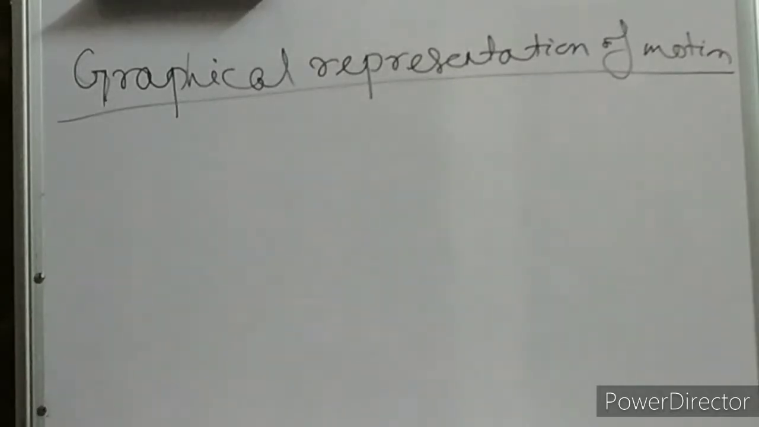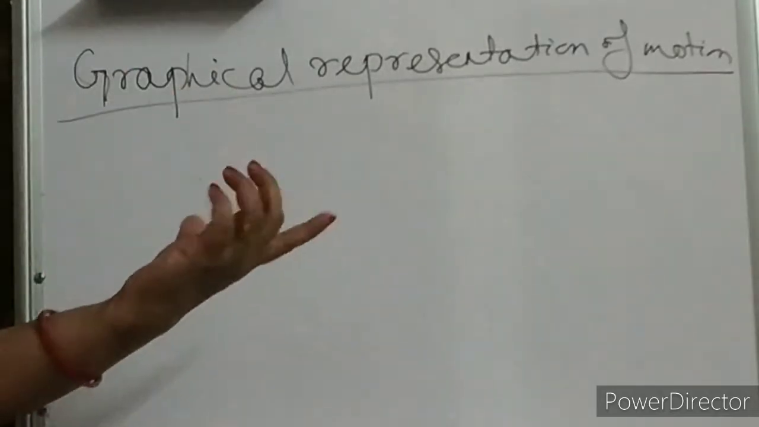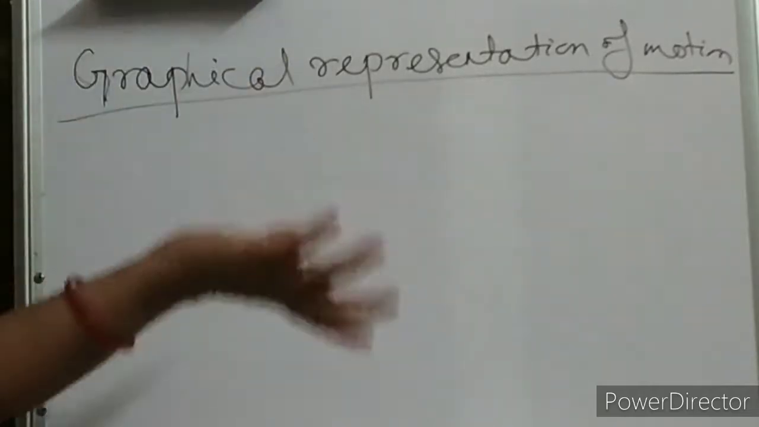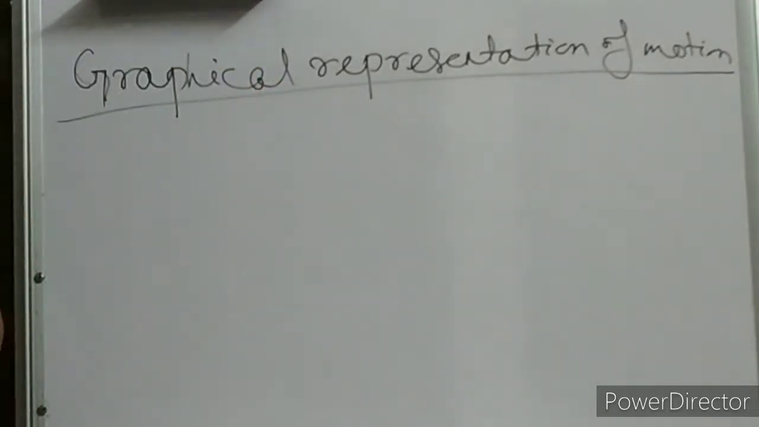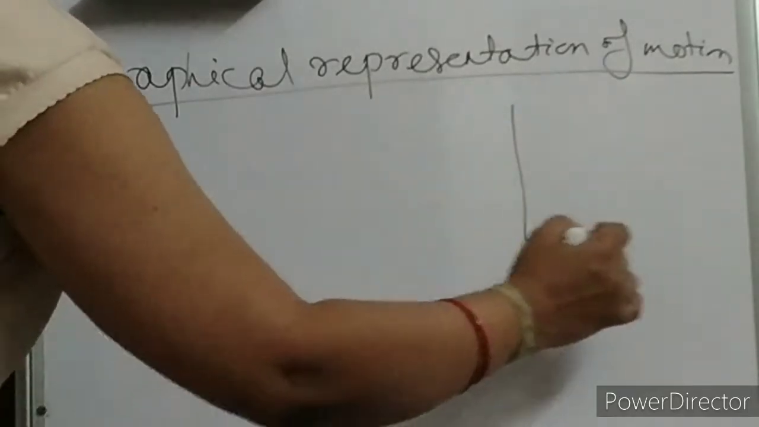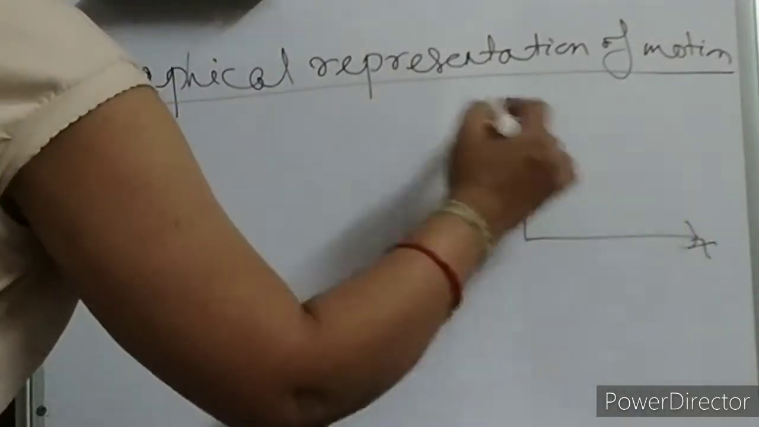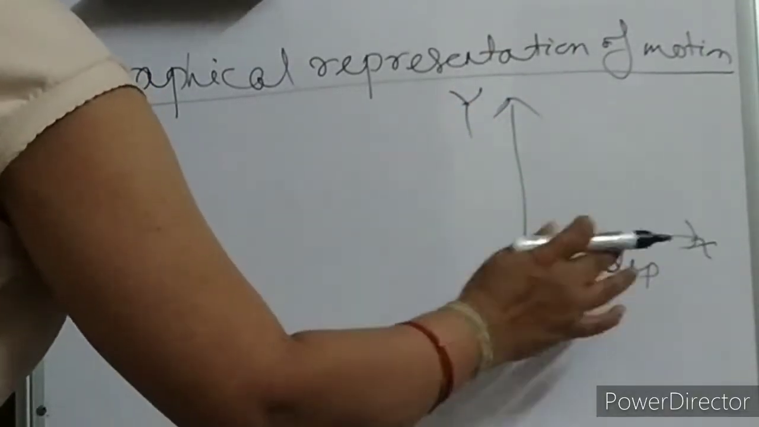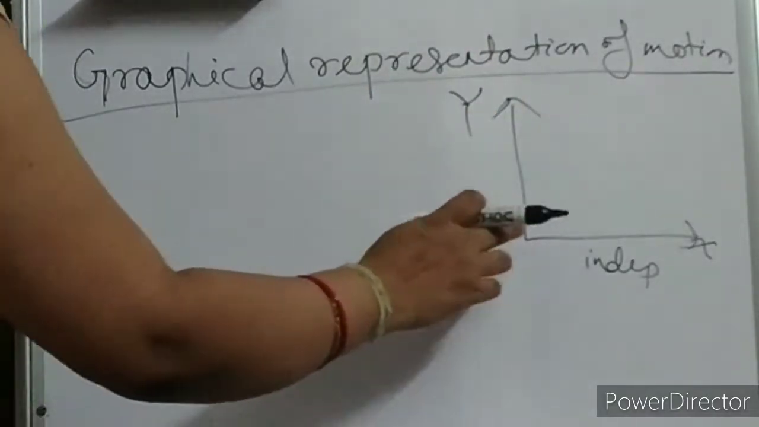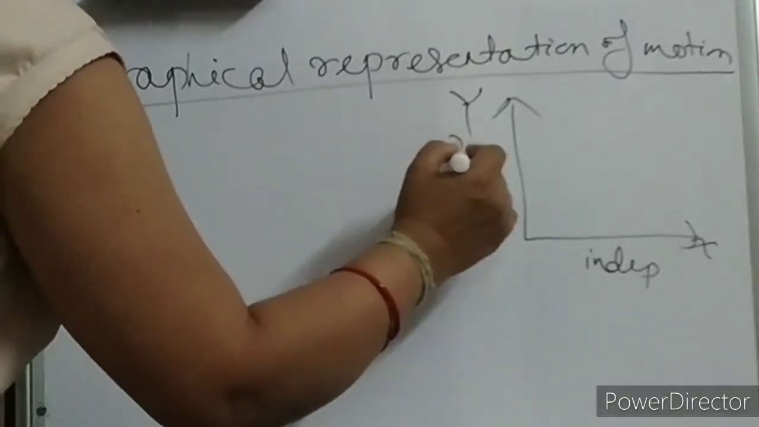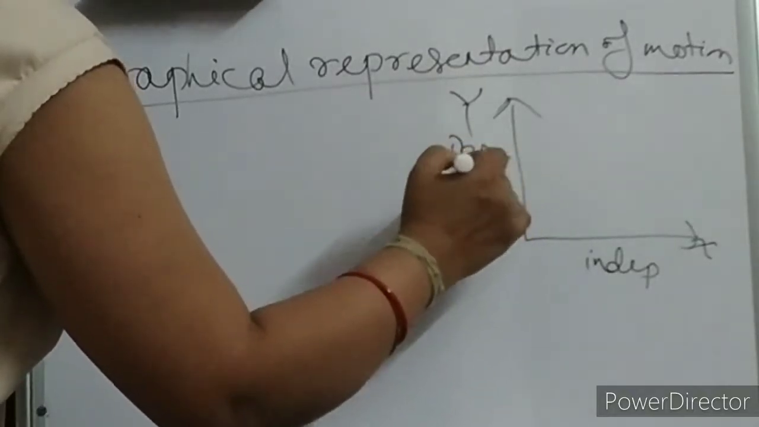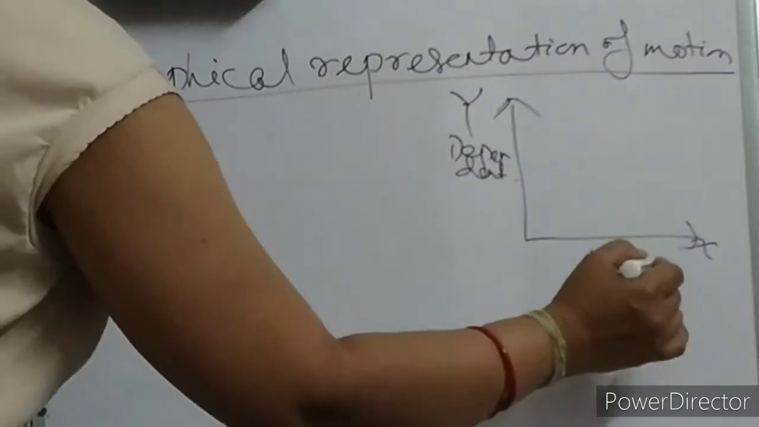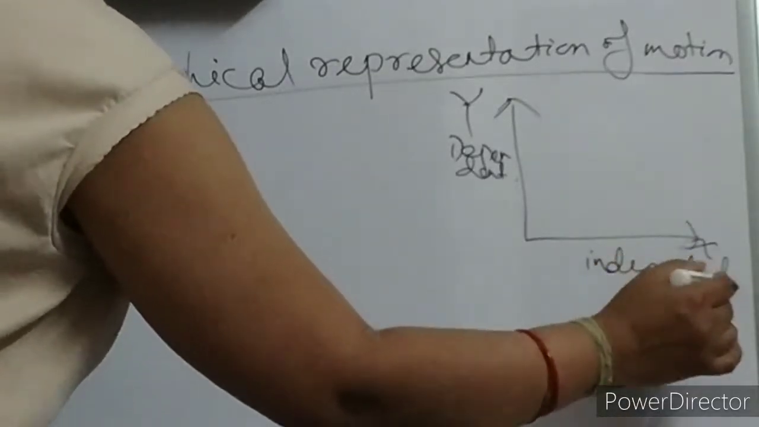I think you people have a fair idea what is a graph, what is a coordinate, what is x coordinate, y coordinate, what is dependent axis, what is independent axis. So this is your x axis, this is your y axis. The independent variable should be on the x axis, and this is your dependent variable axis. Okay, I am going to explain.